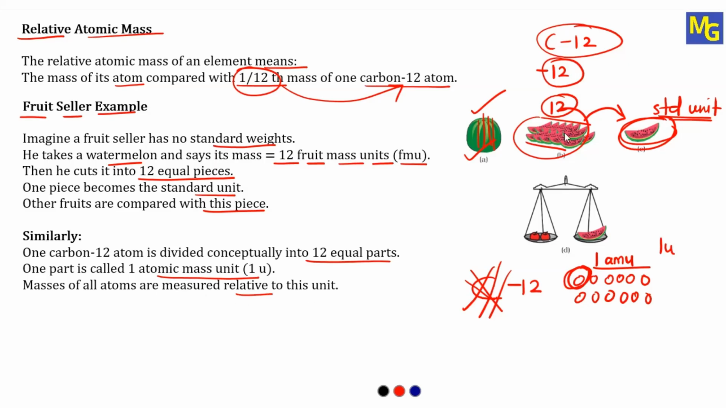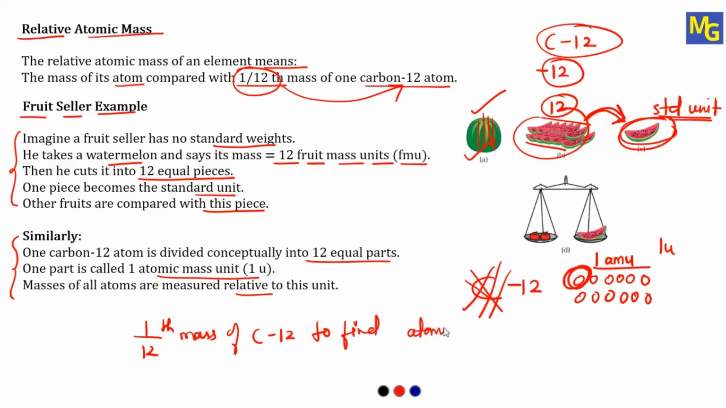As the remaining fruits are compared with this one standard piece, here all the atomic masses are compared with this one piece of carbon 12, and that is nothing but what is called one atomic mass unit. So by using this fruit seller example, we can explain how we are using 1/12 mass of carbon 12 to find the atomic mass of all the atoms. I hope you are understanding the explanation that I'm giving. So this is the method to find the atomic mass unit.